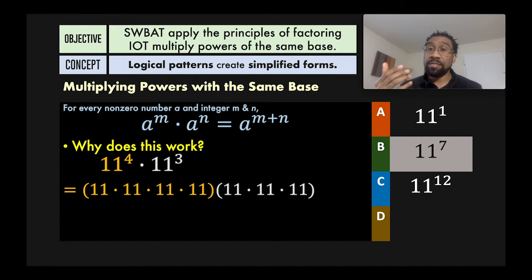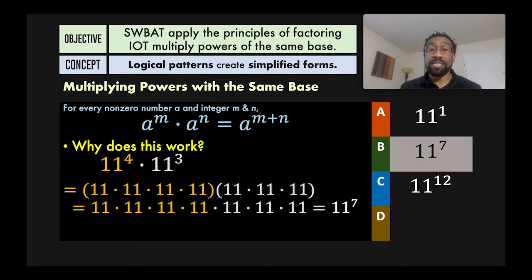Whenever you have these powers, you can simply expand them or rewrite them in expanded form. When you take 11 to the fourth and write it in expanded form, that's 11 times 11 times 11 times 11. That's four 11s. And if you take 11 to the third and expand it, you get 11 times 11 times 11. That's three more 11s. So we have 11 listed out seven times. When you condense that back together, you get 11 to the seventh power.